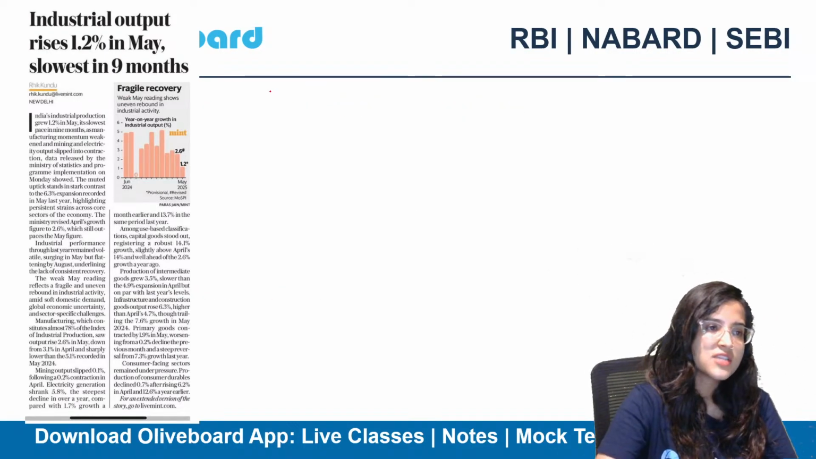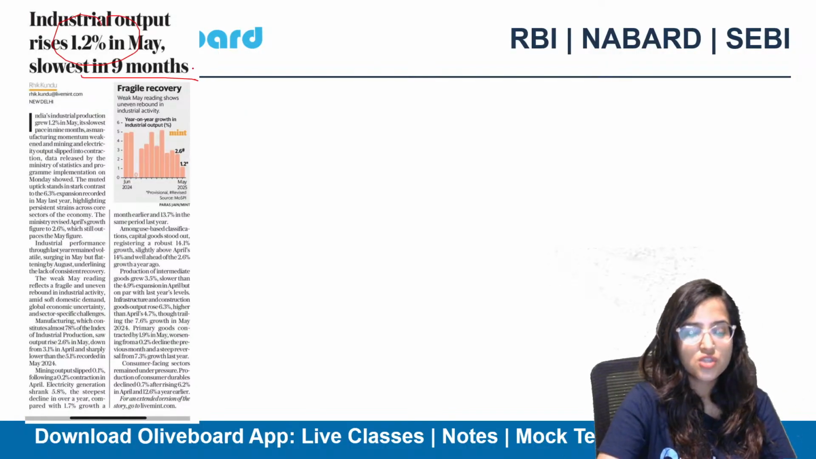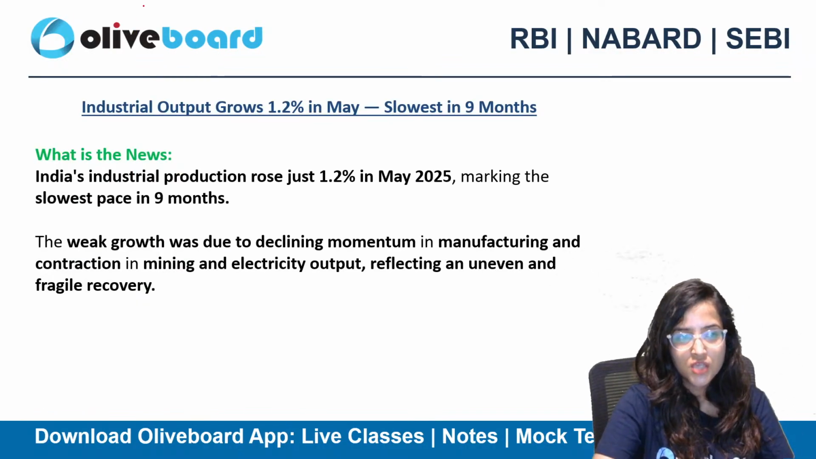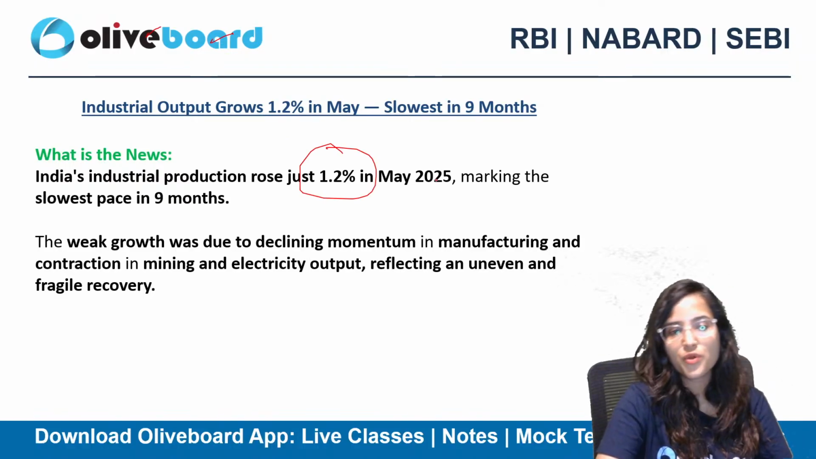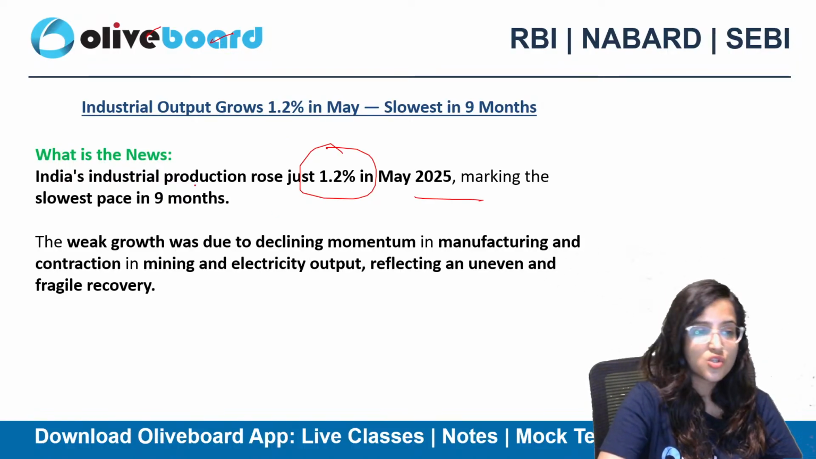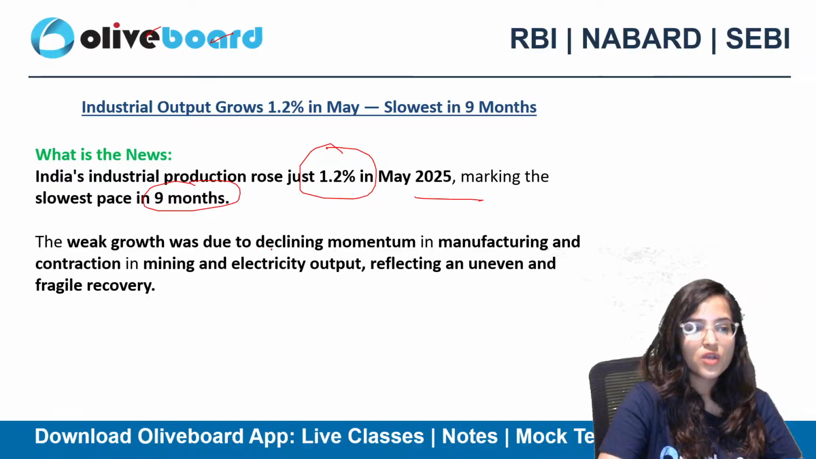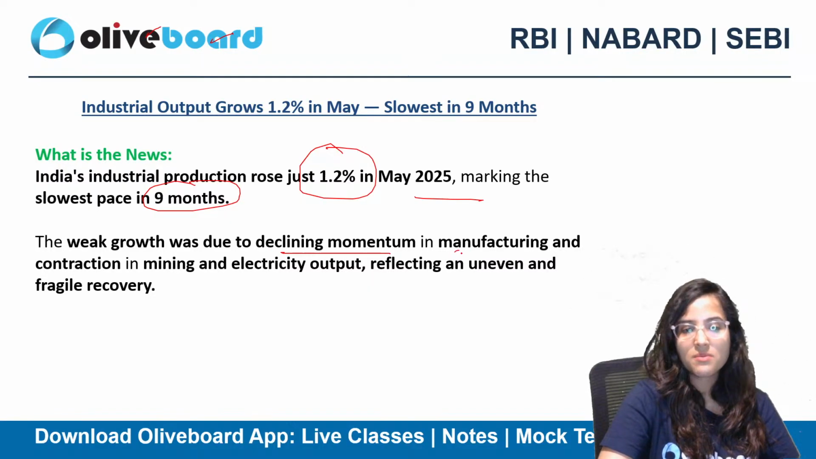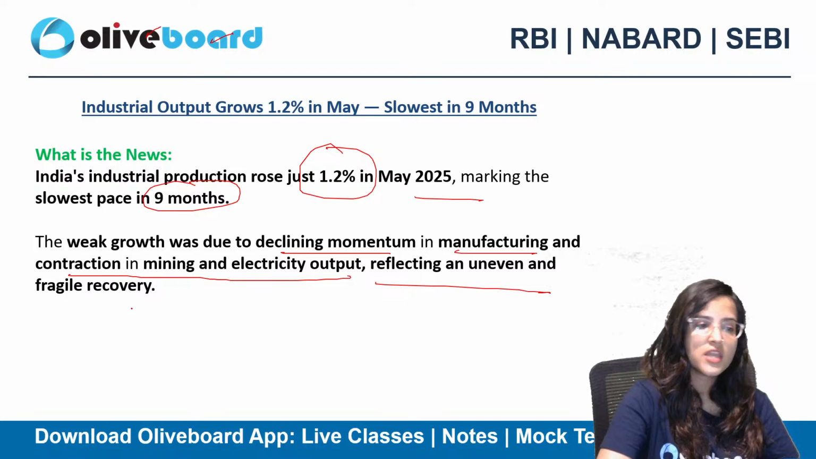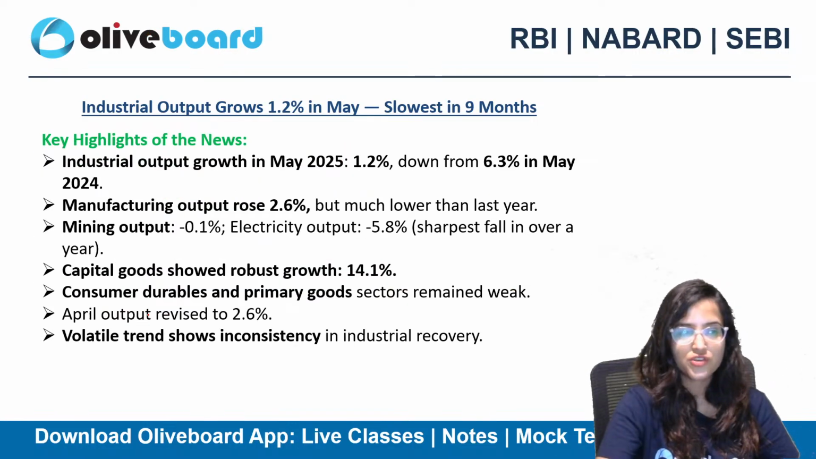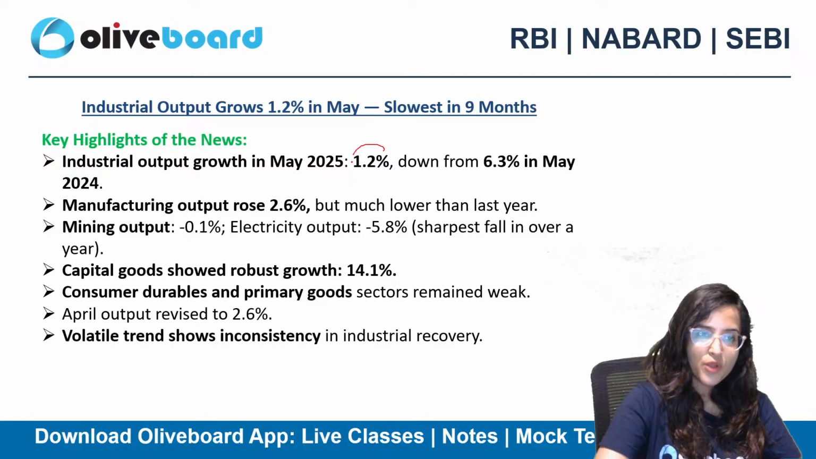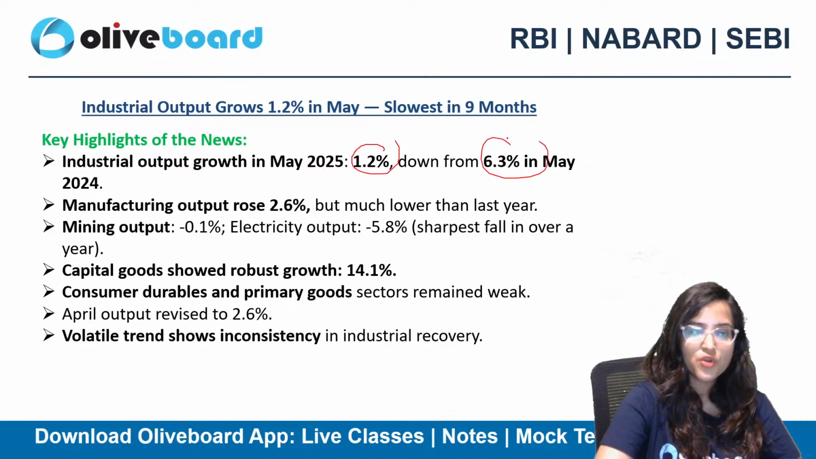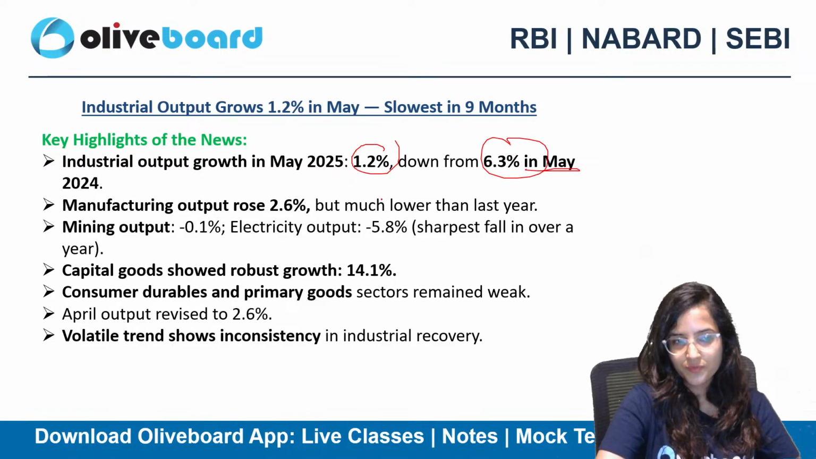Industrial output rises 1.2% in May, which is slowest in 9 months. So we have this India's industrial production, which rose just 1.2% in May, which is the slowest in 9 months. The weak growth was due to declining momentum in manufacturing, contraction in mining and electricity output, reflecting an uneven and fragile recovery. So in the manufacturing sector we are seeing a slow recovery. It is 1.2%, which is down from 6.23% in May 24.